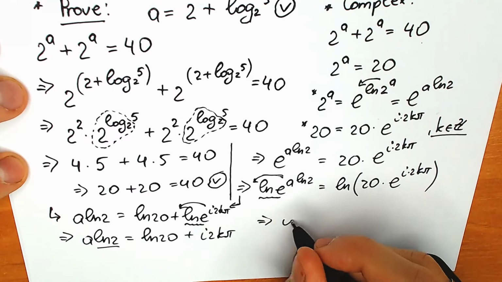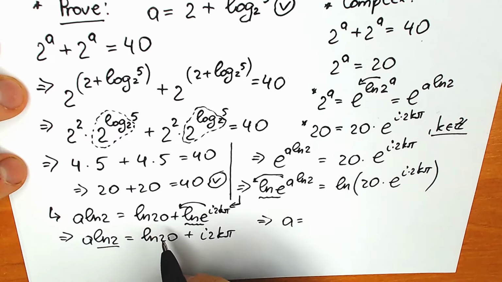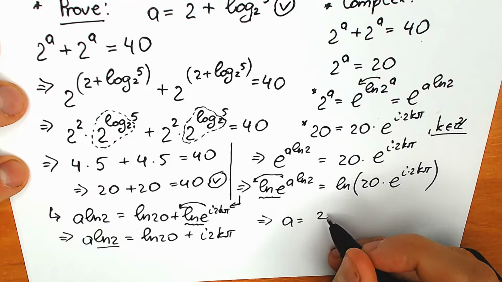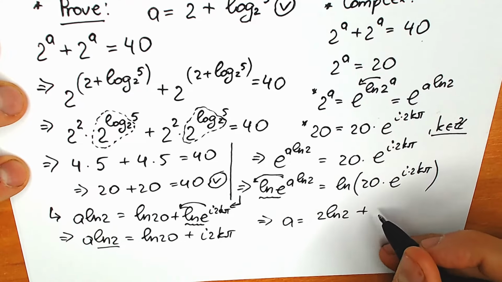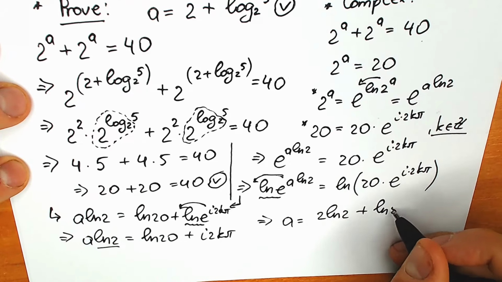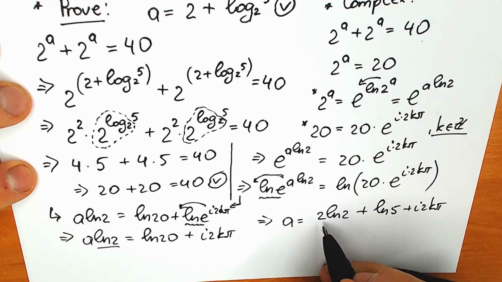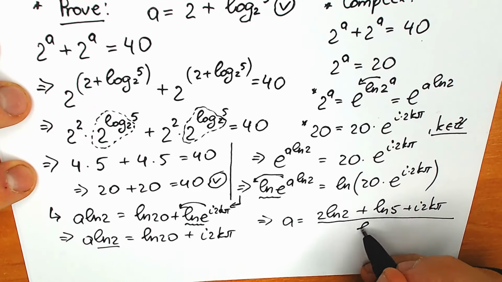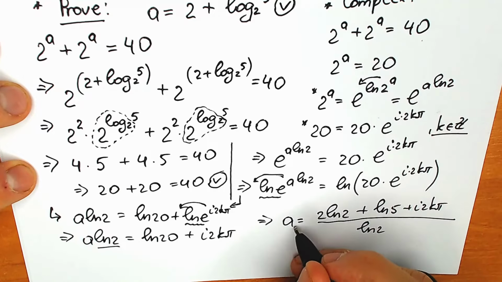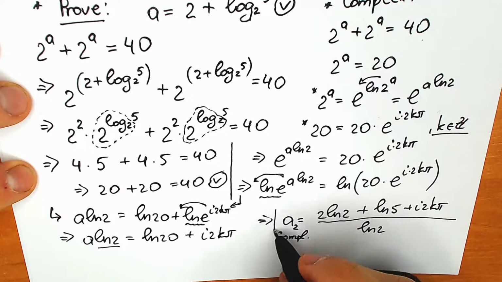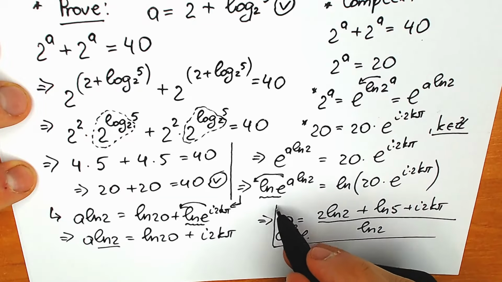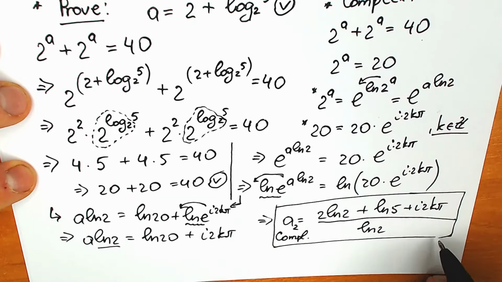So our final answer, a equal to, we can easily split this natural log 20 as natural log 4 plus natural log 5, and natural log 4 we can write as 2 natural log 2, plus natural log 5, plus this imaginary unit i 2k pi, and we divide all of this by natural log 2. And this is our second root, this is our complex root right here, and we can easily see it.